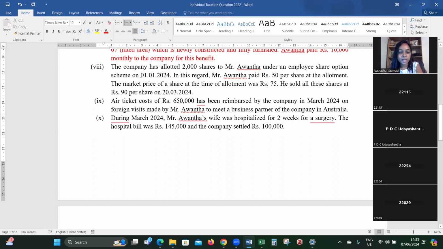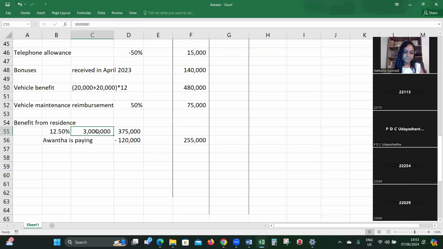Highlight that in green color. So if it is on 2023 January 1st, we don't have to consider that benefit, right? That is in the previous year. Now we have to consider this one because it is 2024 January 1st. Because of that reason, we have to consider this benefit. Share allotment benefit.